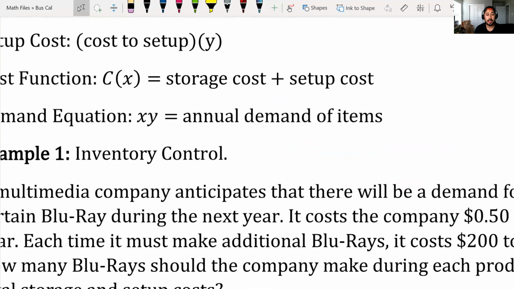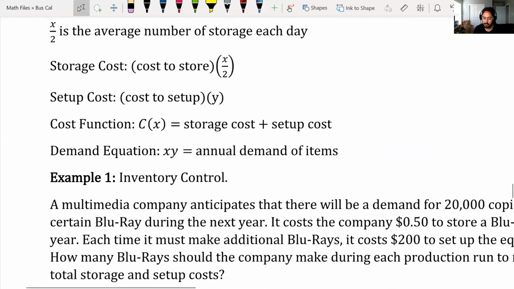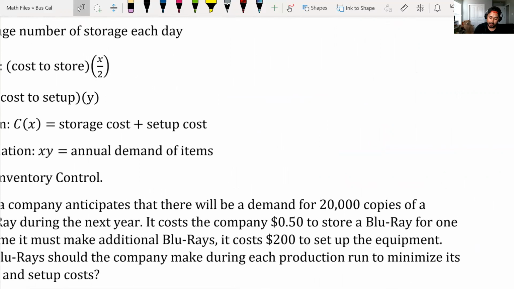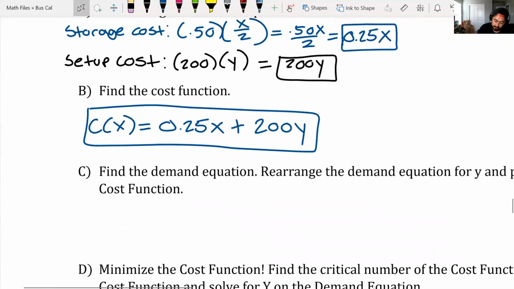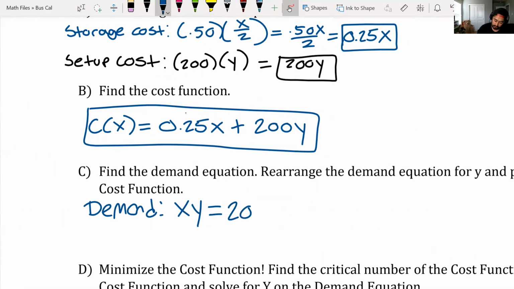So demand is given by x times y equals the annual demand. Well, look at the problem. There is a demand for how many Blu-rays? 20,000. We have our number. So, with that being said, we come down to demand, and the demand equation is given by x times y equal to, and the demand for these Blu-rays is 20,000.